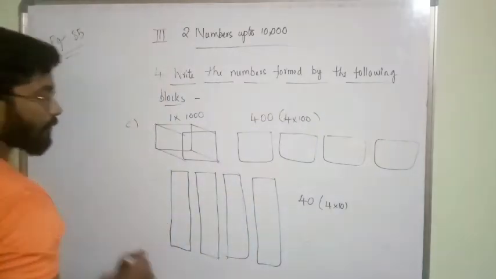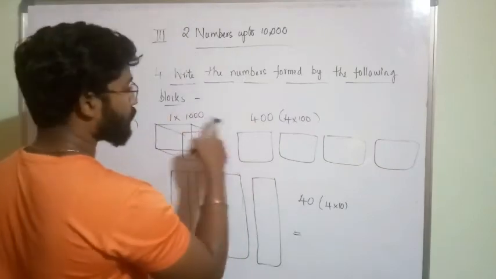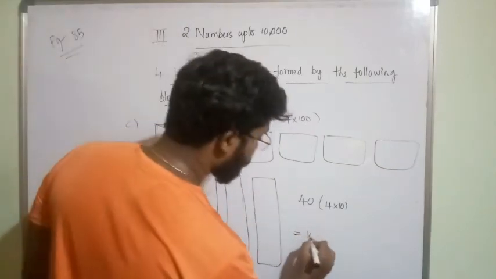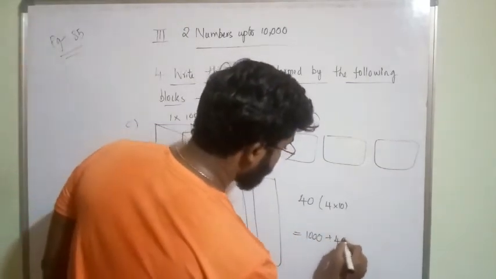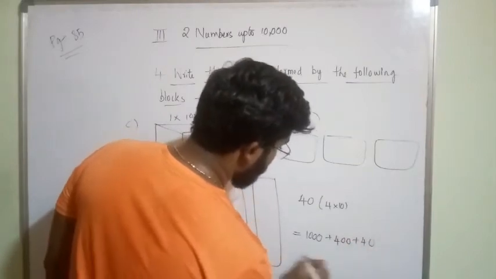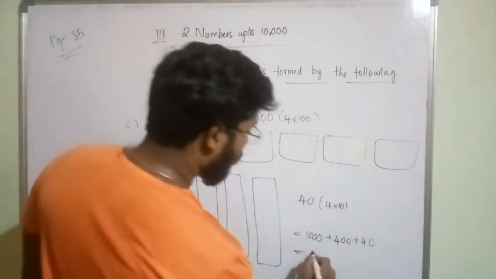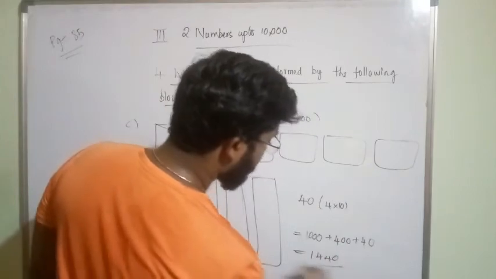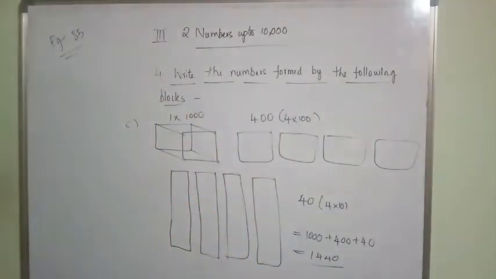So what is the total number? Add this: 1000 plus 400 plus 40. So 1440. That is the answer. Clear?